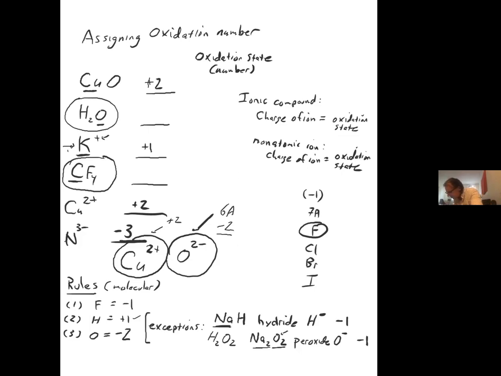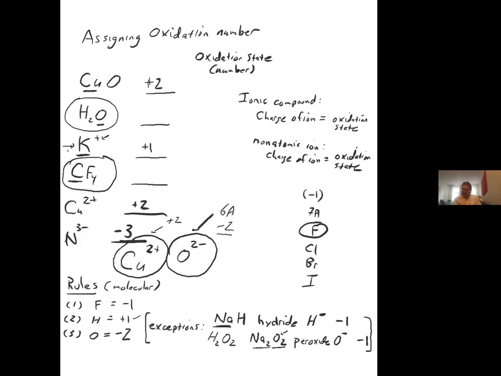And those are kind of the primary exceptions. And there's not very many of them, right? So just the hydride, if it's a metal with hydrogen, then it's -1 instead of +1. And if you've got 2 of the hydrogens with 2 of the oxygens, in that case, the oxygens are a peroxide and they form a -1 charge. So the oxidation state would be -1. Okay, so those are exceptions.